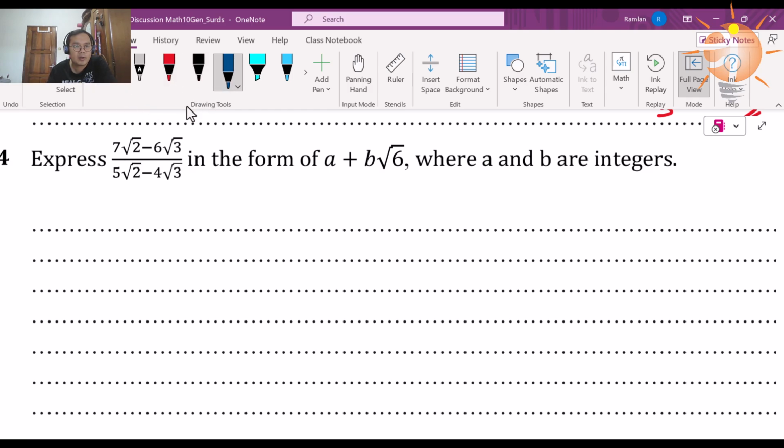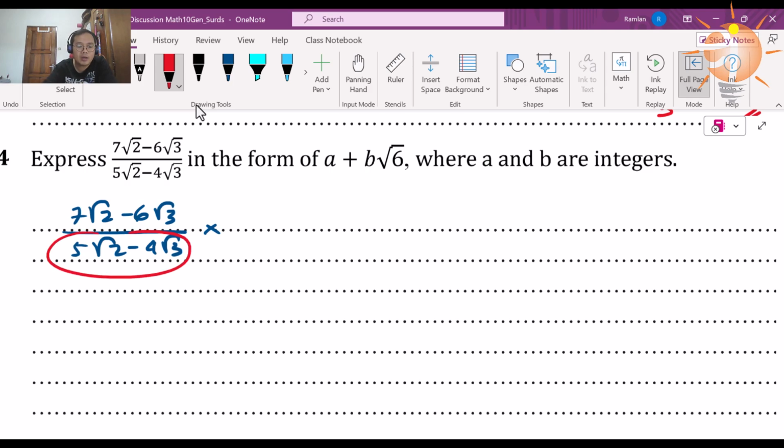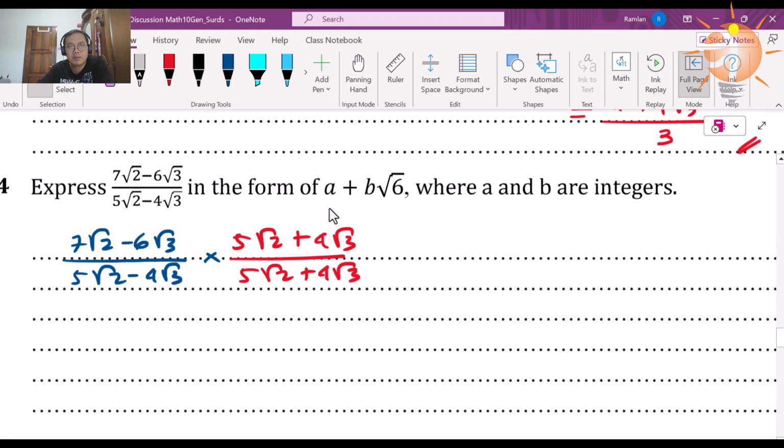Okay, let's write it down again. We have 7 square root of 2 minus 6 square root of 3, over 5 square root of 2 minus 4 square root of 3, and then multiply by the conjugate of this guy over here. There'll be 5 square root of 2 plus. You see that this is minus, this is going to be plus. It's the opposite operation. 4 square root of 3 over 5 square root of 2 plus 4 square root of 3, and the rest is the same thing as we did over here.